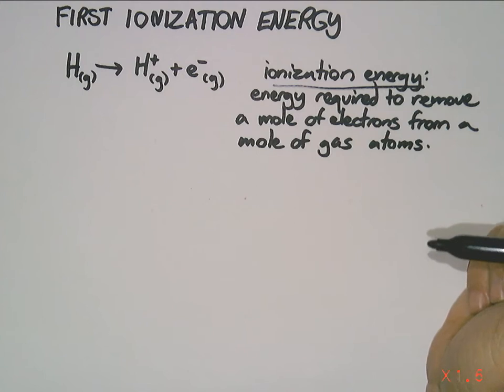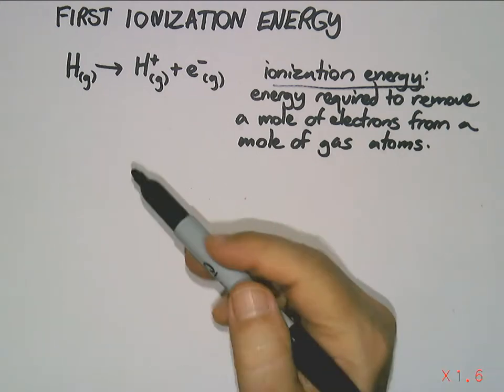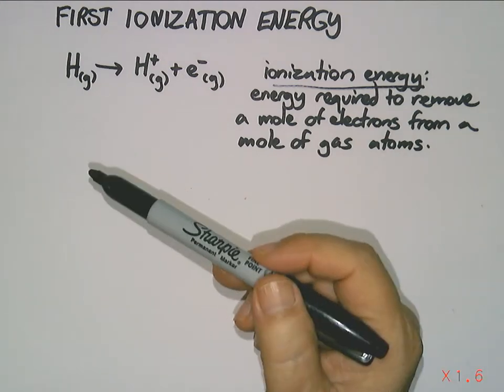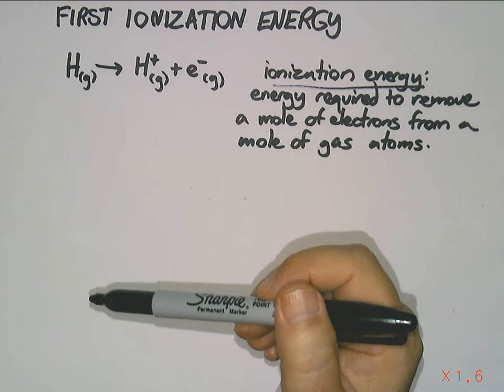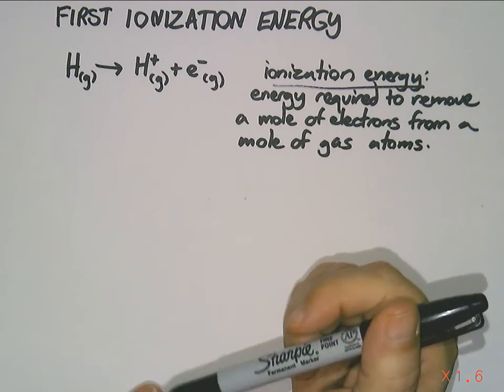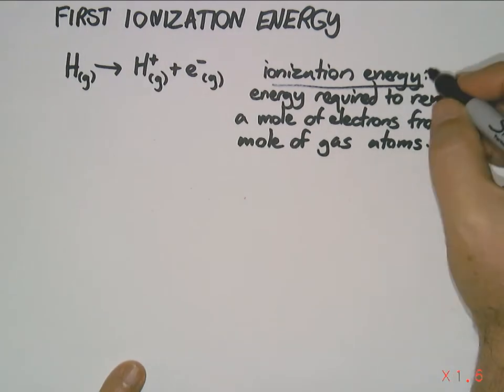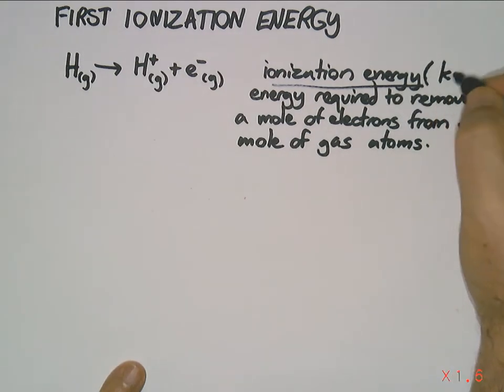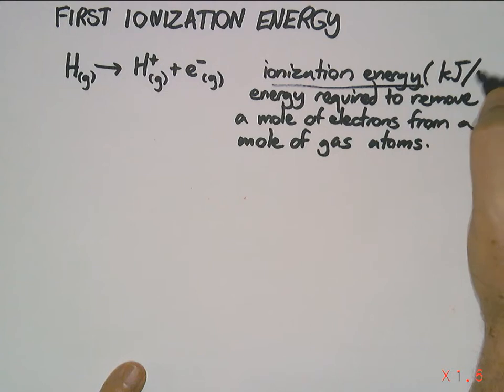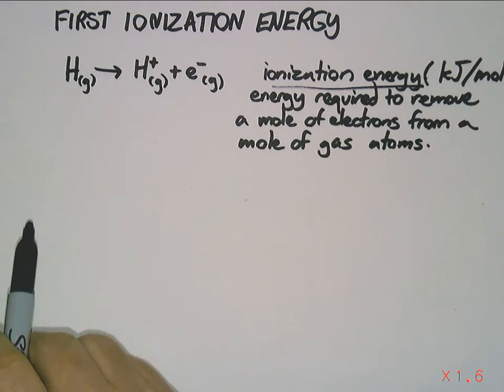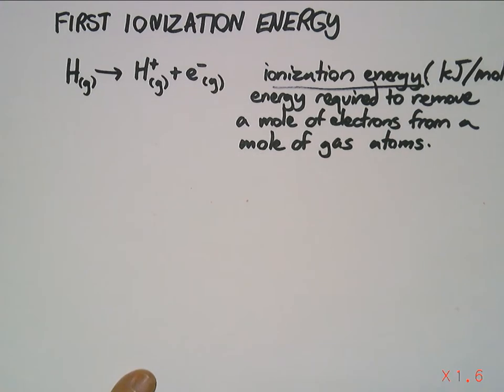You can do it atom-based too. You can say it's the energy required to rip one electron away from one atom. You're going to get different units that way, though. If you do it this way, usually they put the ionization energy in kilojoules per mole. And if you do it in terms of atoms, it'll probably just be joules.